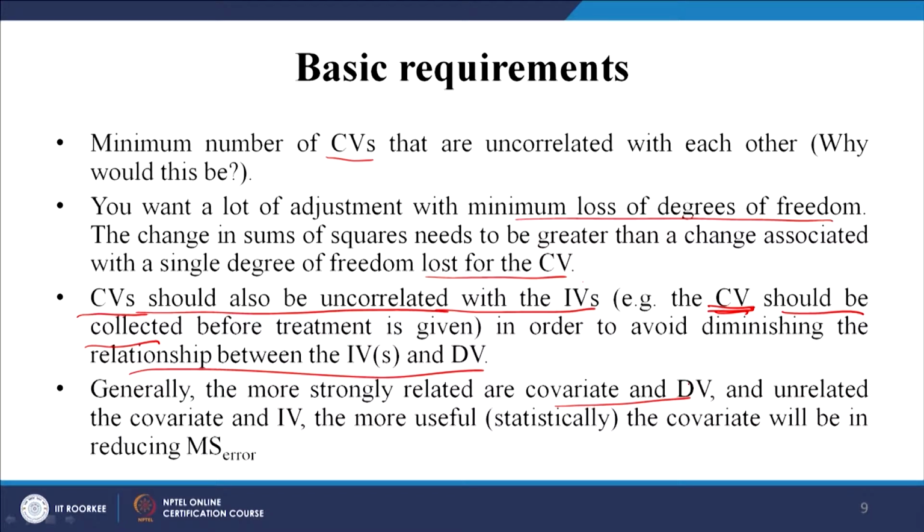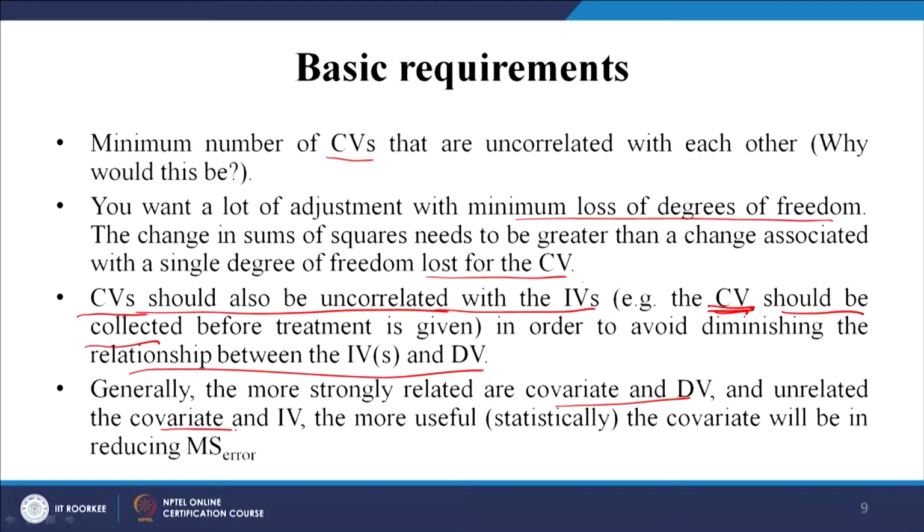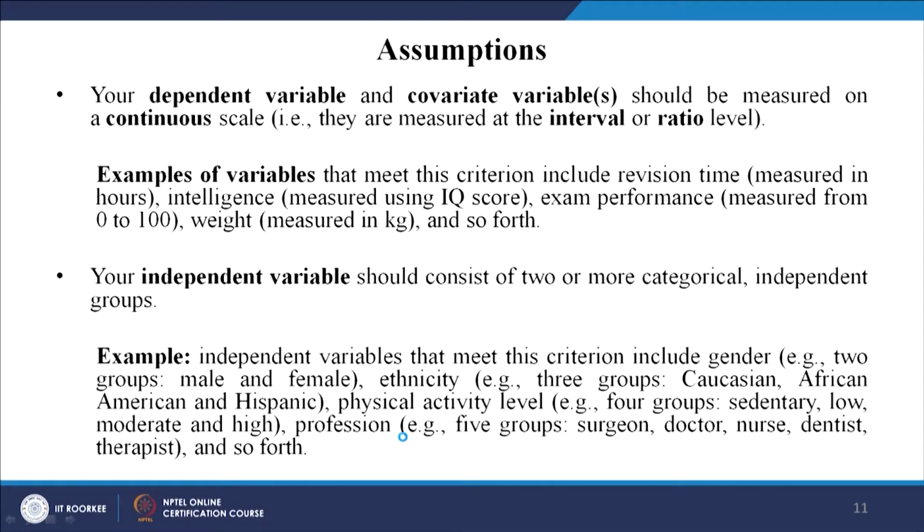The higher the correlation between the covariate and the dependent variable, and the lower the correlation between the covariate and the independent variable, the more useful the covariate will be in reducing MS. So, it is more or less repeating the same thing I told you in the last slide. As you select a proper covariate, the mean sum of square within, or the within error, reduces.